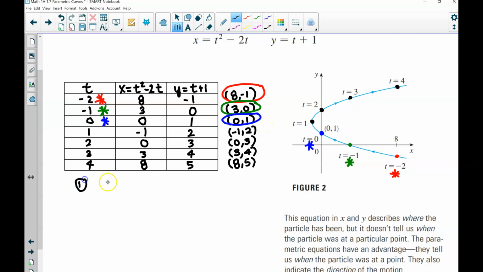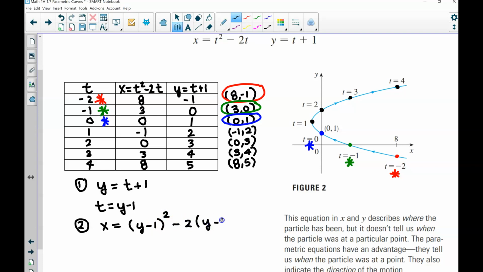To eliminate the parameter, we look at our second parametric equation, which is y is equal to t plus 1. We could look at the first one, but the second equation makes it easier to solve for t. So solving for t gives us y minus 1. Now we're going to substitute that y minus 1 into the parametric equation for x. So now x is going to equal (y minus 1) squared minus 2 times (y minus 1). And then we end up multiplying this out.